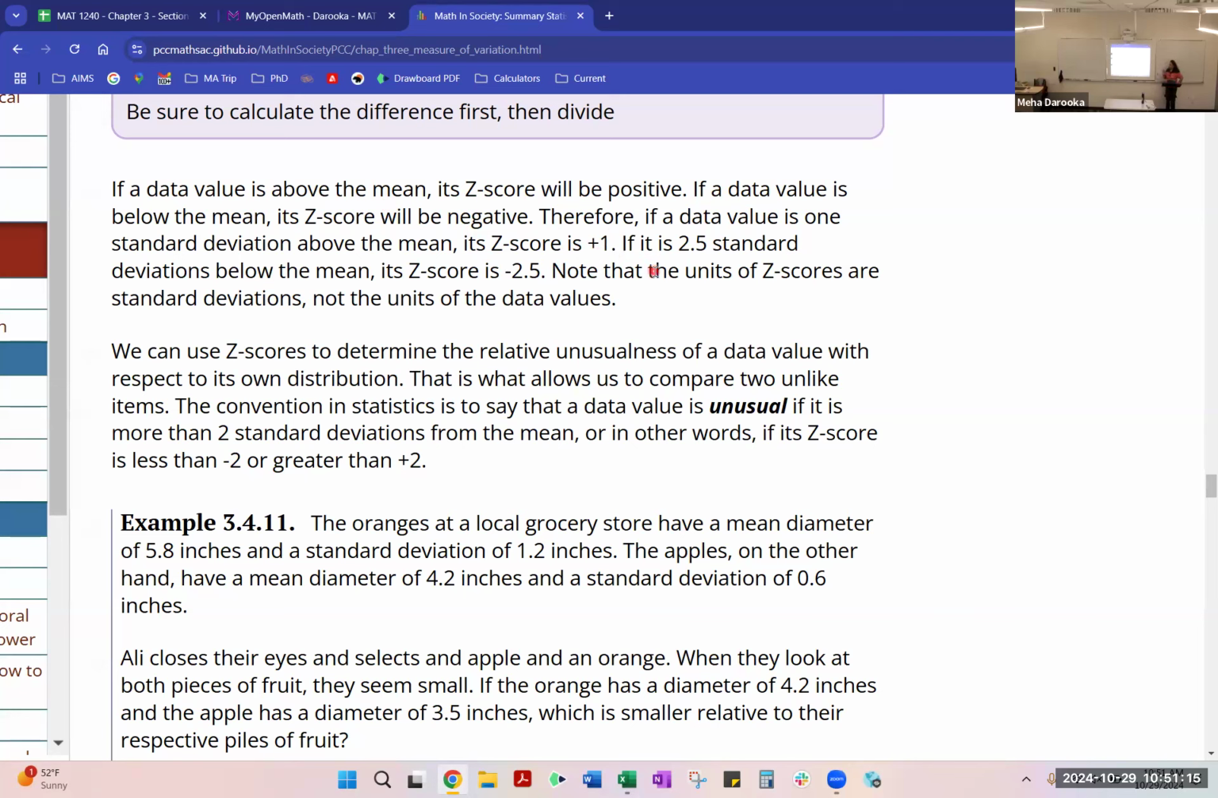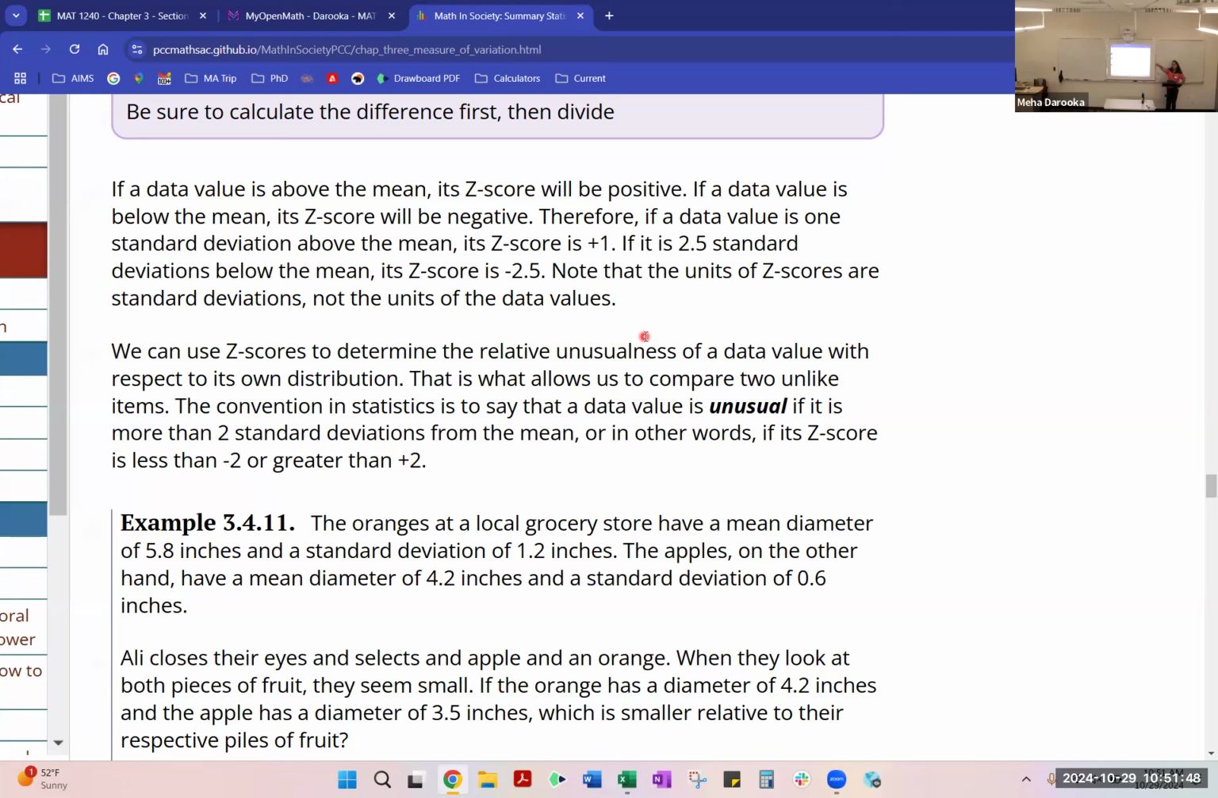If it's going to be 2.5 standard deviations below the mean, then your z-score should come out to be negative 2.5. And then they are saying the unit of your z-scores are actually standard deviations. They are not what your raw data is based on. Again, remember, we're not really comparing the raw data by itself. We're doing it in terms of the standard deviation. So the unit of measurement technically for z-scores is how many standard deviations you are away from the mean.